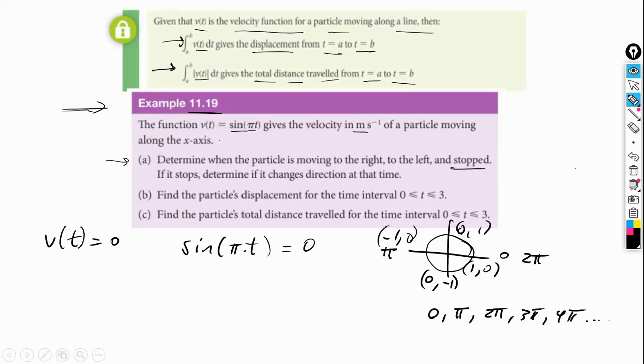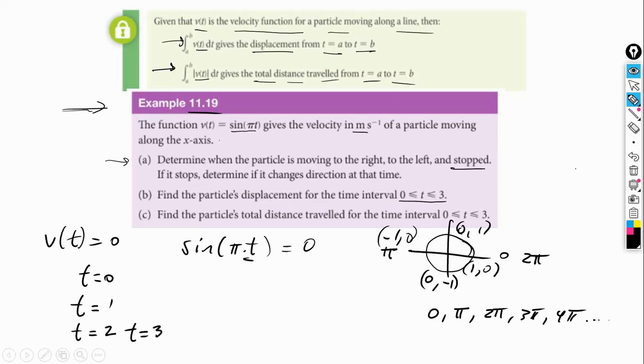Okay, so what does that tell us? It tells us that we have the solutions, because t is going to be the number multiplying pi here. So t equals 0 would be a solution. t equals 1 would be a solution. t equals 2 would be a solution. And t equals 3. Not 4, we're not interested in 4 because that's out of the interval. We're talking about between 0 and 3 seconds. So that means that the particle stops at 0, 1, 2, and 3 seconds.